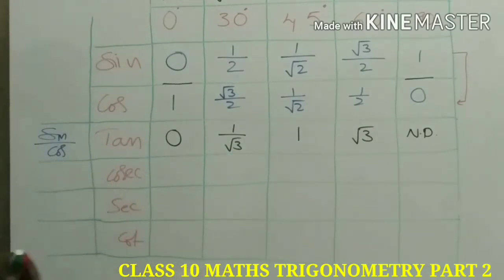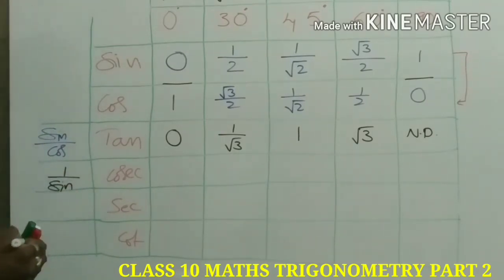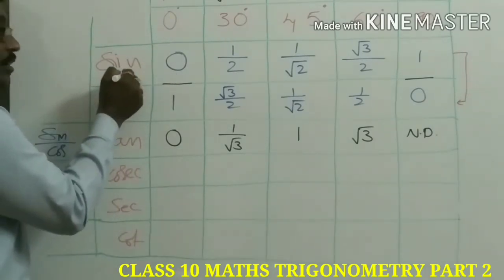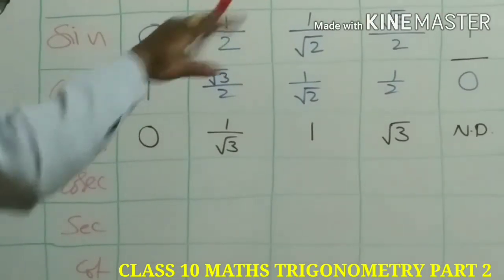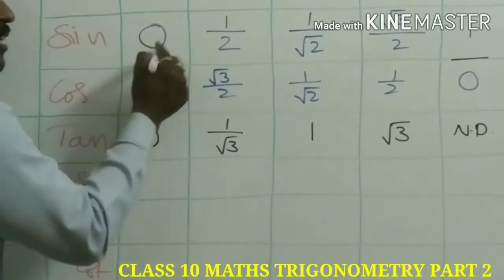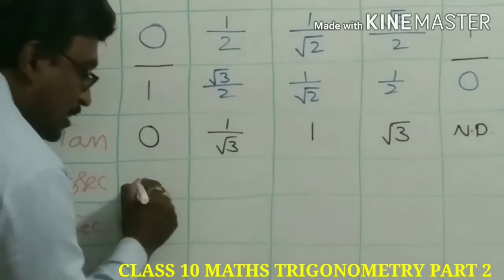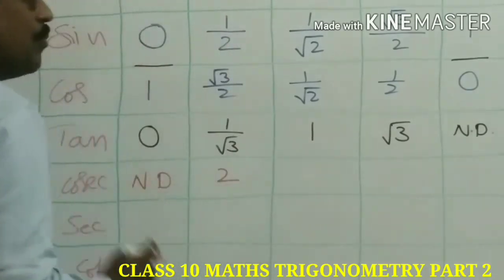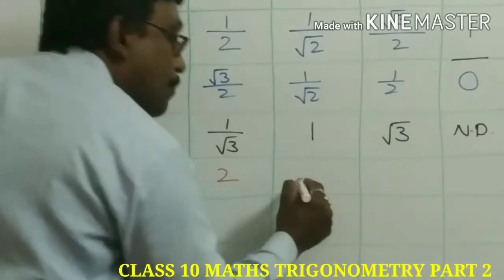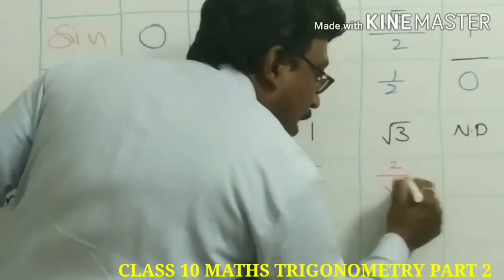Now come to cosecant. We know cosecant is the reciprocal of sine. Sine reciprocal means 1 by sine. These values, if you take the reciprocal, make it reverse. Here, 0 can be written as 0 by 1. Now make it reverse, 1 by 0, that is not defined. 1 by 2 is 2. 1 by root 2, reciprocal, root 2. Root 3 by 2, reciprocal, 2 by root 3.